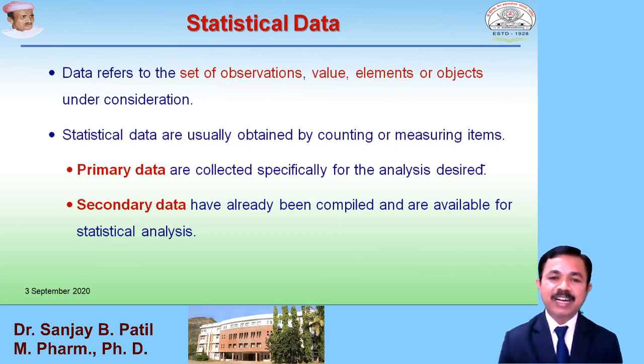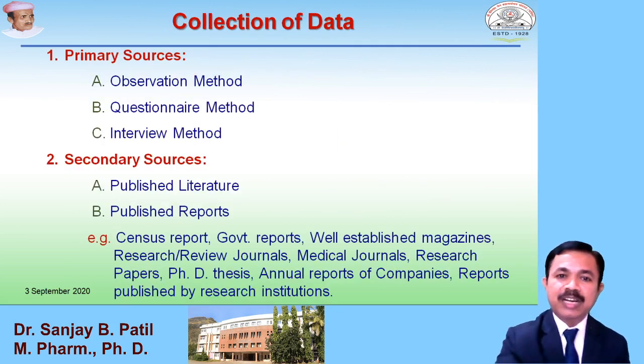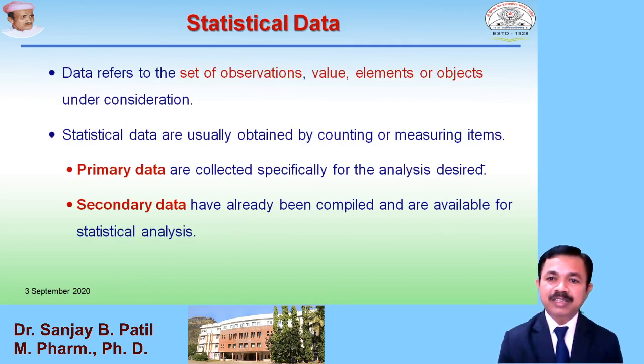So what is statistical data? Data is nothing but a statement regarding numerical facts, or data is nothing but a set of observations, values, elements or objects which are under consideration. Such statements regarding numerical facts which are under consideration are known as data or statistical data. Statistical data are usually obtained by counting the atoms or measuring the atoms. Based on it, there are two types of data.